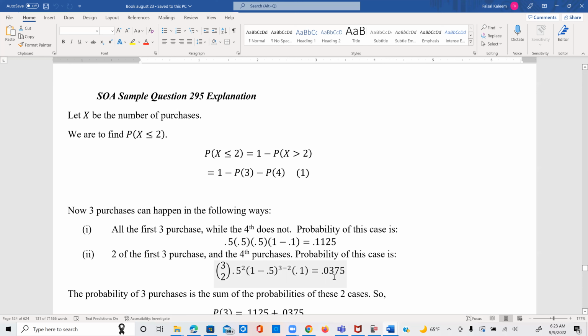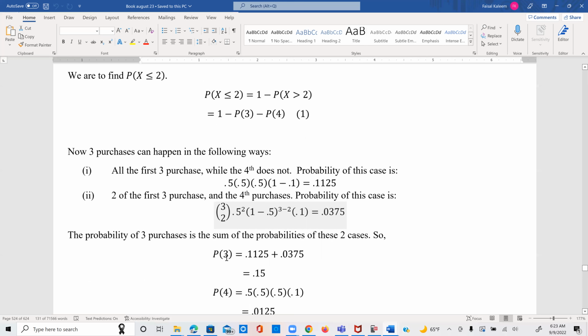So the total probability of 3 purchases would be the sum of the 2, because it can happen in this way or this way, and 'or' means addition. So P of 3 would then be 0.1125 plus 0.0375, and that's 0.15.